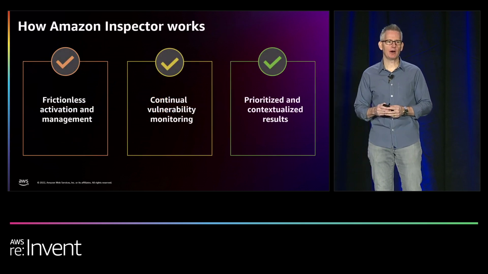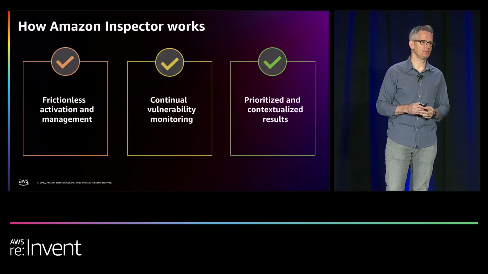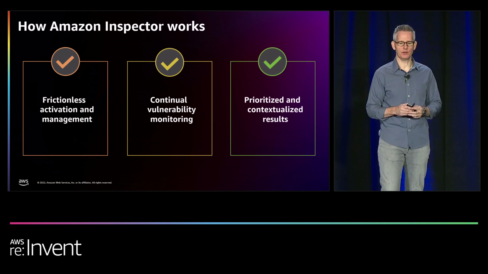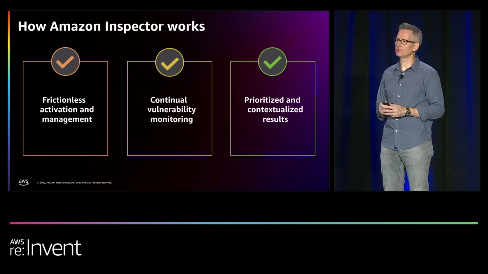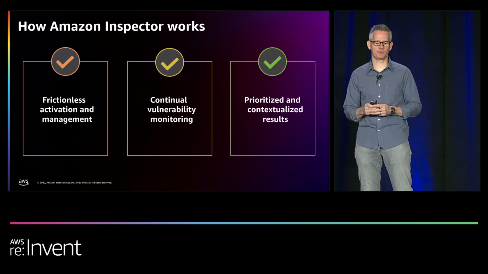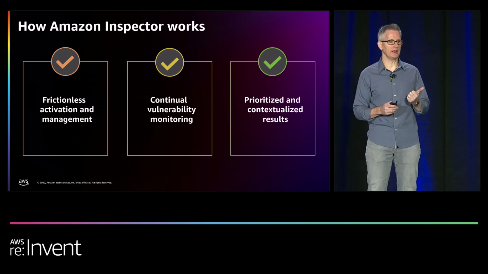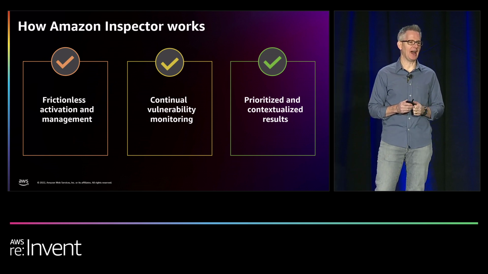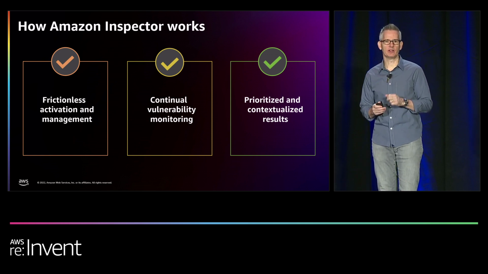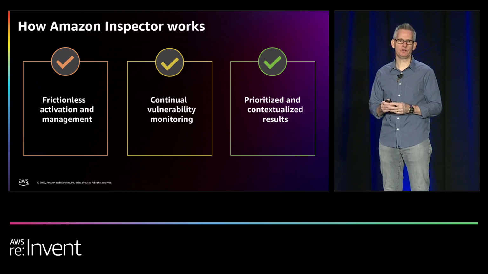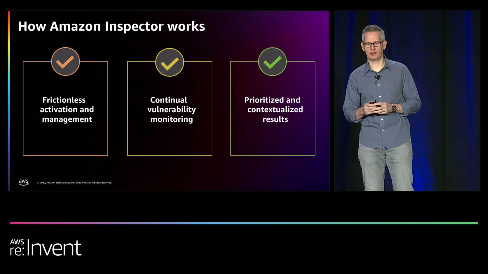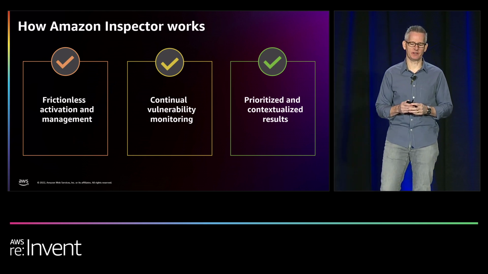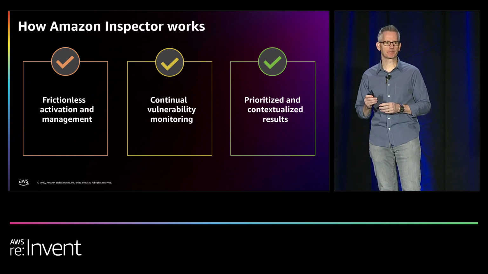So how do we do this? How does Amazon Inspector address those challenges? We're really going to talk about three areas, or three pillars, of Amazon Inspector functionality. Number one is what we call frictionless activation and management. Number two, we're going to talk about continual vulnerability monitoring. And number three, we're going to talk about how to prioritize and contextualize the results.